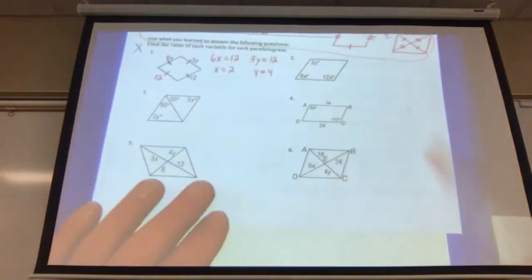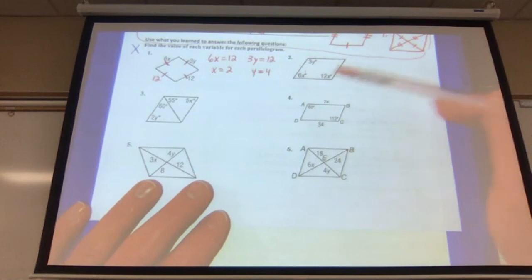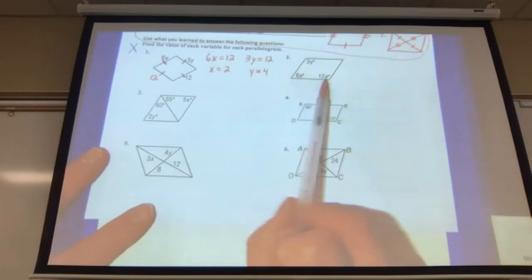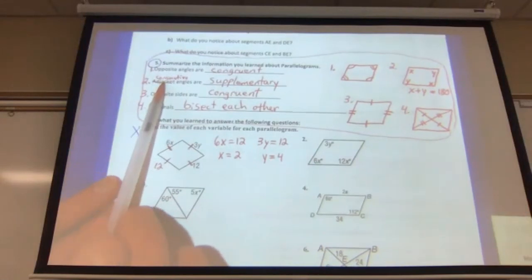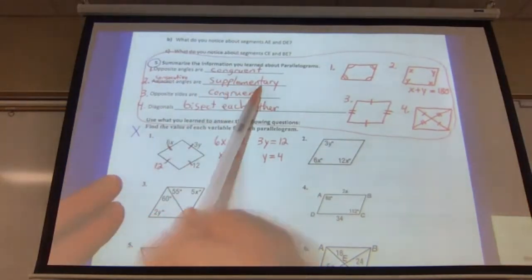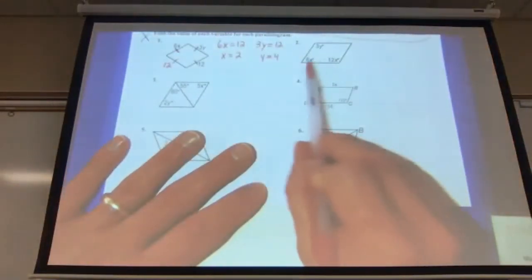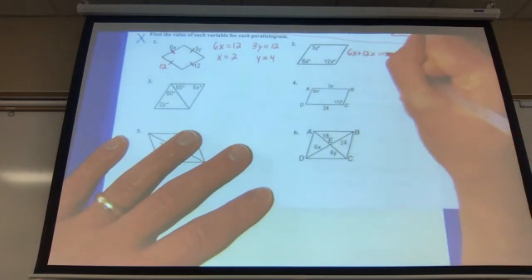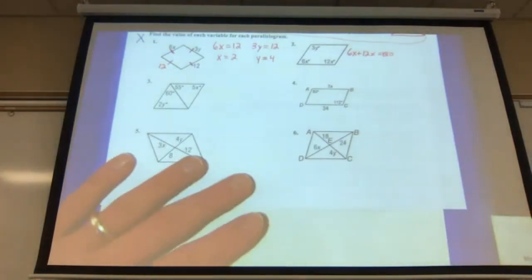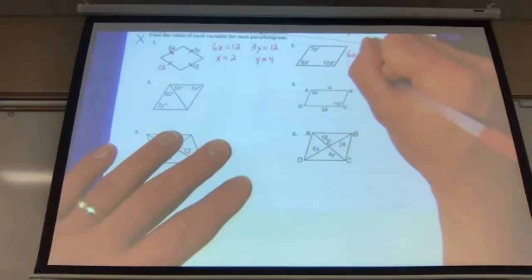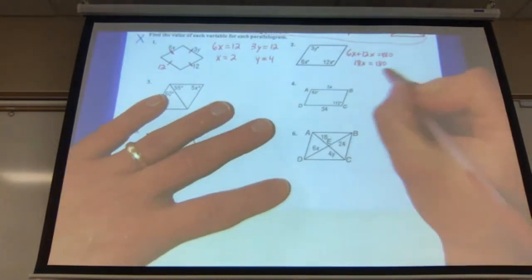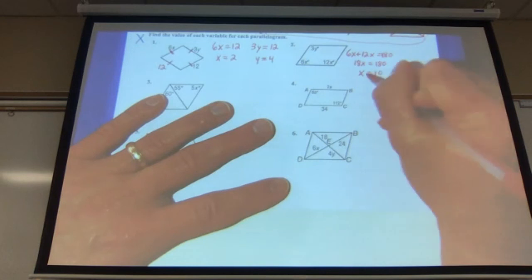All right, let's go to number 2. Number 2, we got 3y here, 6x here, 12x here. I'm going to start with the 2 x's. The 6x and the 12x are consecutive interior angles. They're right next to each other. If you go back to your theorem, consecutive interior angles on any parallelogram will be supplementary, which means they add up to 180. So that's what we're going to do with x. 6x and 12x will add up to 180. And if you collect your like terms, 6x and 12x add up to 18x. And then divide both sides by 18, x would be 10.